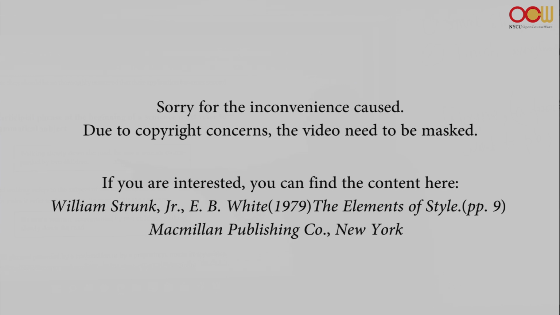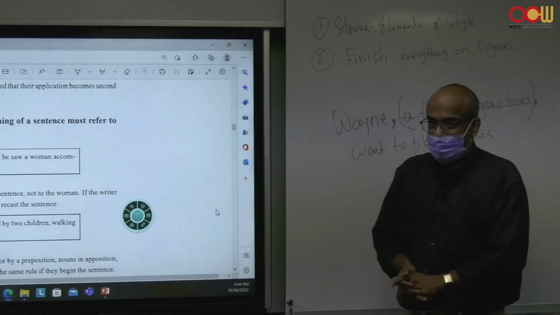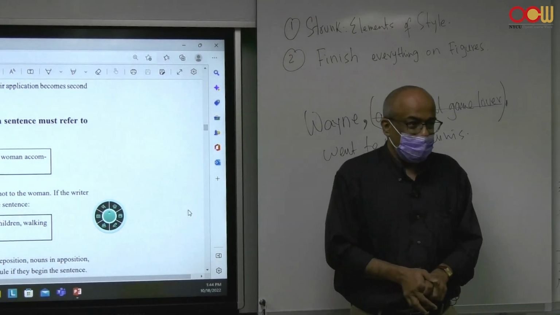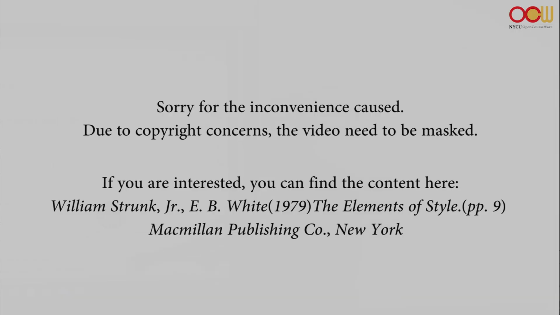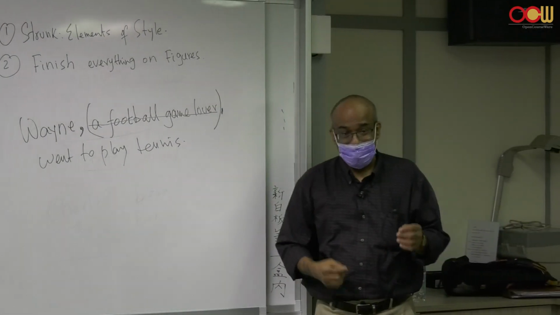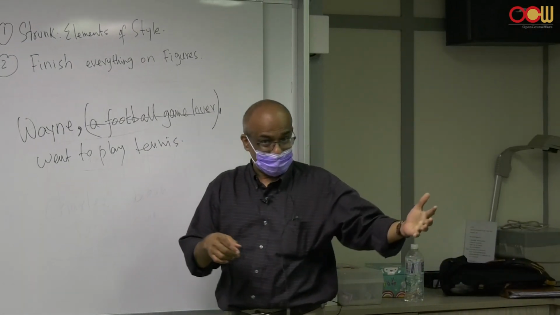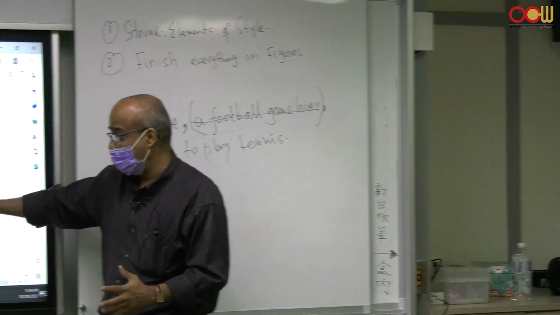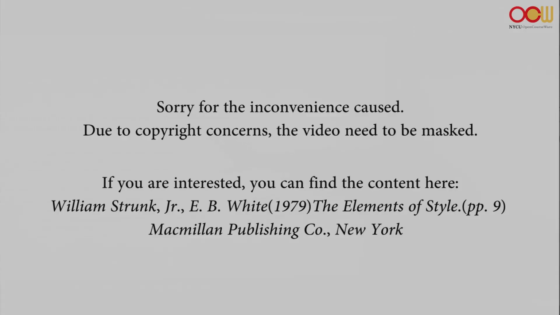Walking slowly down the road, he saw a woman accompanied by two children. So the question is, who is walking slowly down the road? He or the woman? You see, it's complicated. Some of you are saying he, some of you are saying woman. So that means there is some problem in this sentence, right?